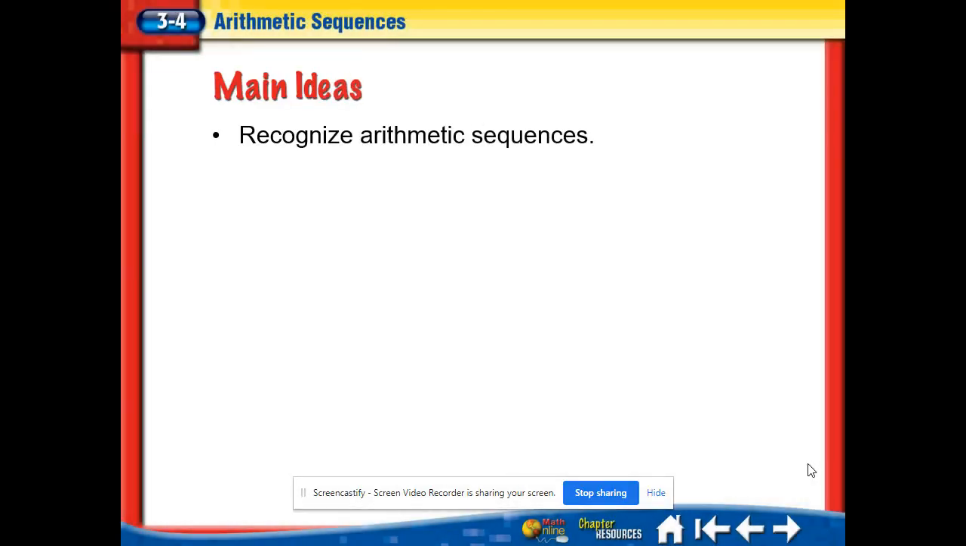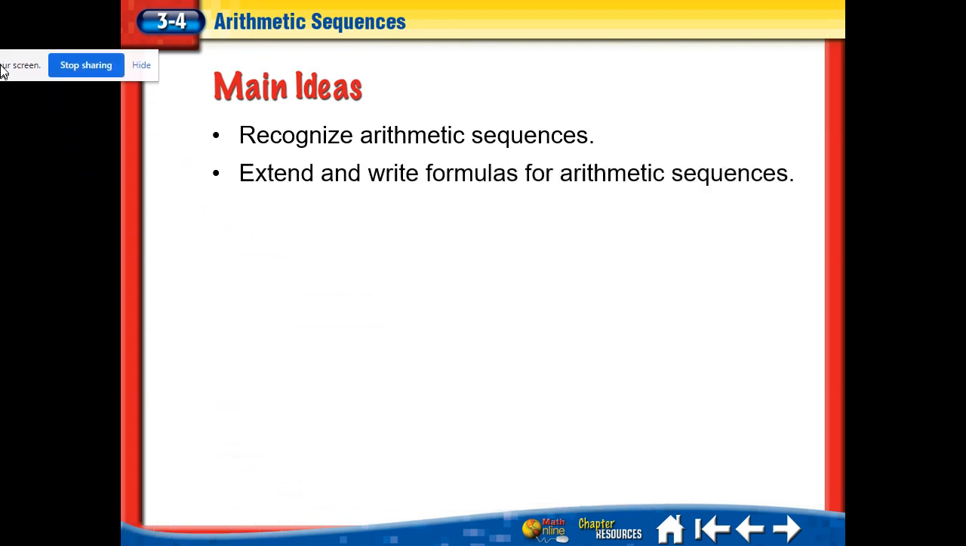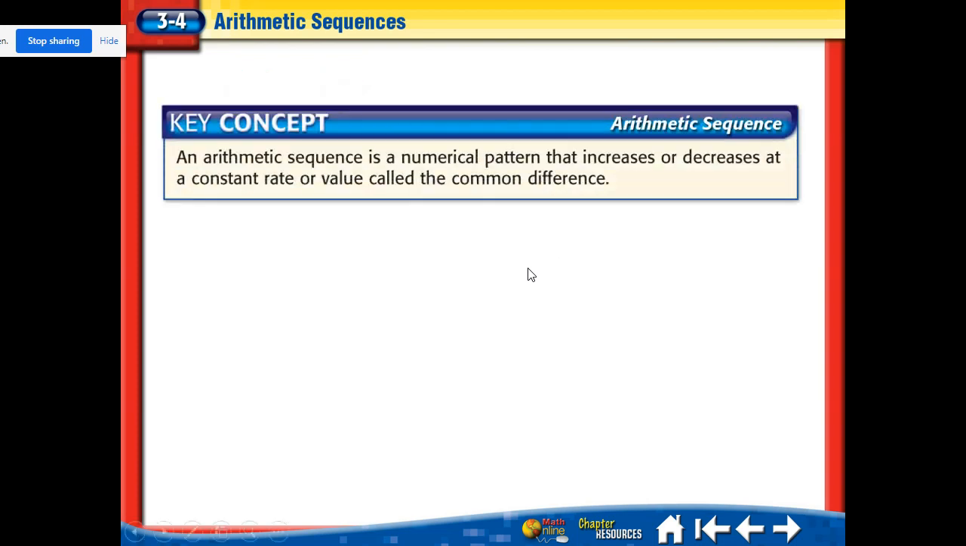All right, today we're going to talk about sequences. Sequences with addition, arithmetic sequences. So we're going to recognize whether or not they are arithmetic sequences, and then we're also going to do some formulas with them. So let's talk about what a sequence is.